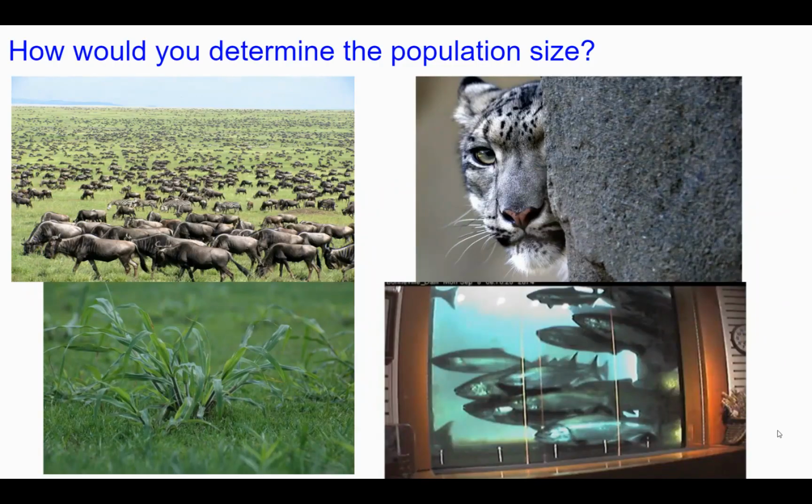So let's put this lesson into context. How would you determine the population size of these different organisms? A pack of wildebeest, or all of the wildebeest across the African savanna. We're looking at snow leopards, or different grass species. We might be looking at different fish species. You've used whatever sampling method works for the situation to determine the size of a particular population.